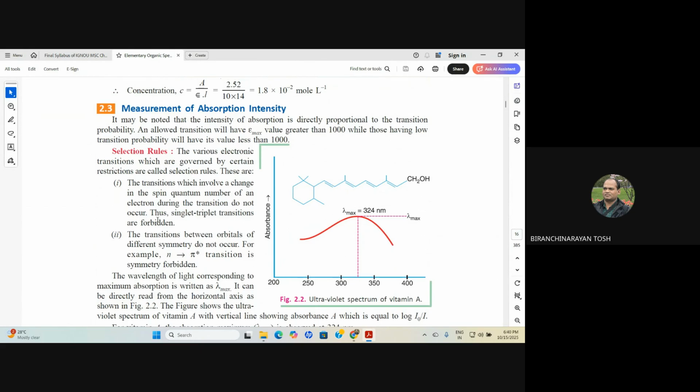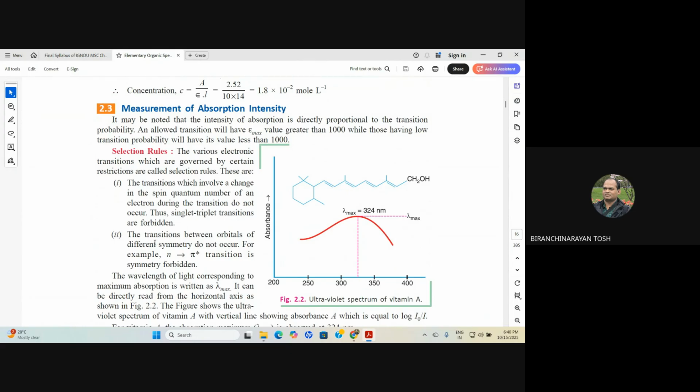That means if two electrons are in the same orbital, they will have opposite spin. When one electron jumps to the higher orbital, it should move up with the same spin; there will be no inversion of spin. If it is anticlockwise, it will remain anticlockwise. Then only that transition will be allowed. Otherwise, if they have the same spin, it is forbidden. So singlet-triplet transitions are forbidden.